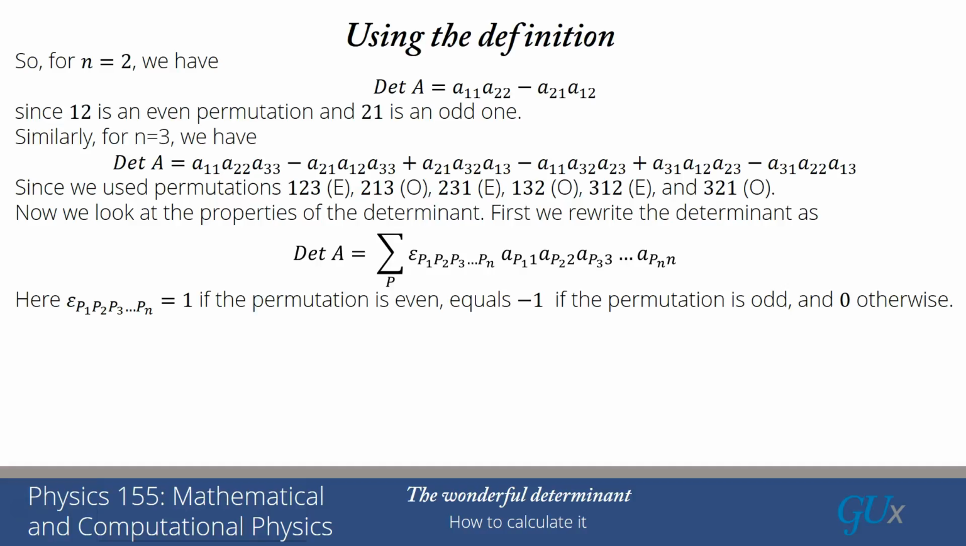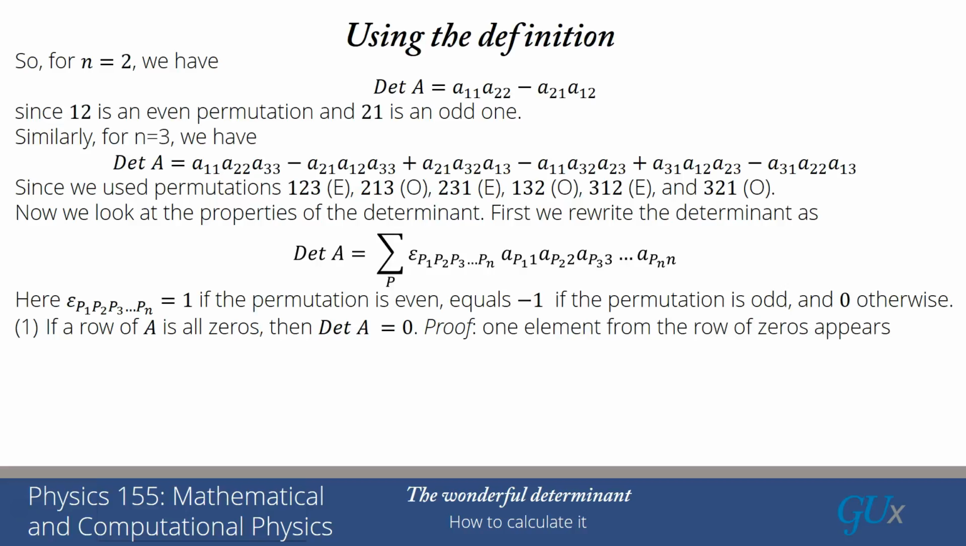And then that allows us to sum freely over all of the indices: p1 going from 1 to n, p2 going from 1 to n, and so forth. So if a row of A is all zeros, then the determinant of A is equal to 0. So let's see, how do we prove that?